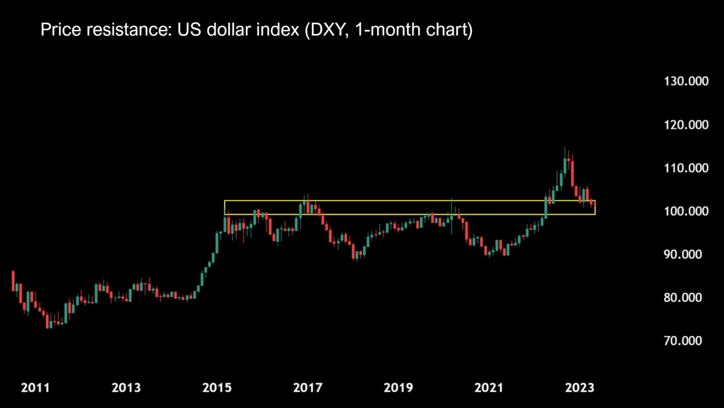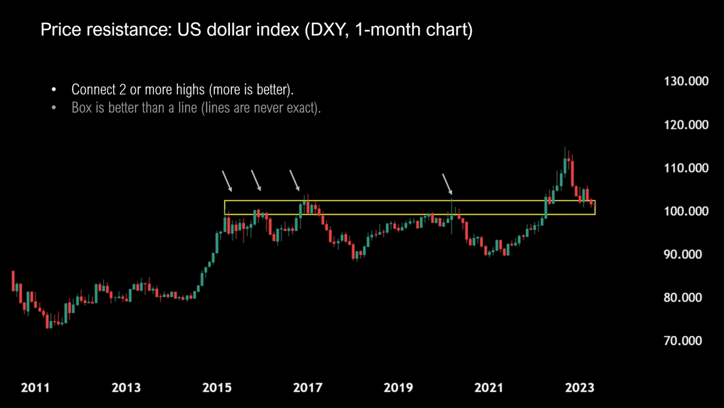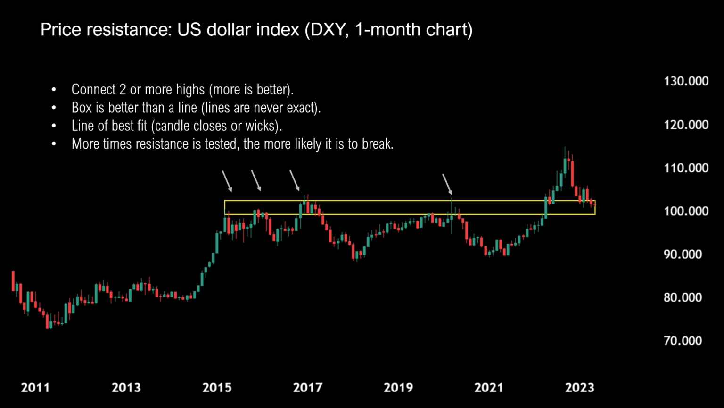To draw a resistance box, you can just connect 2 or more highs. As with support, a box is better because resistance lines are never going to be exact. And you can use the line of best fit too. Notice how this one has wicks and candle closures around the resistance box. And using the ceiling analogy, the more times that ceiling is tested, the more likely it is to break.